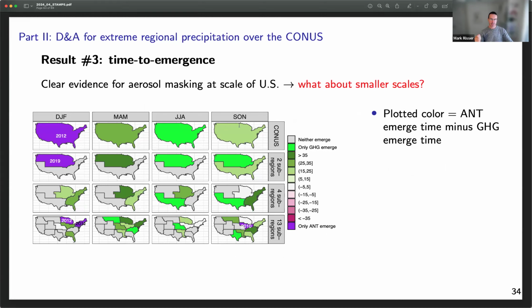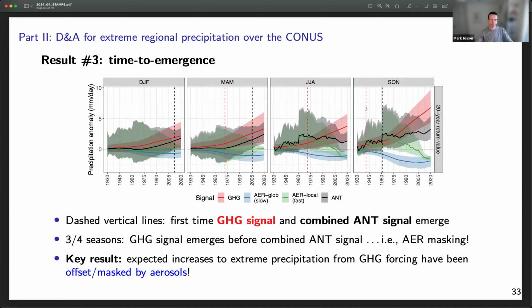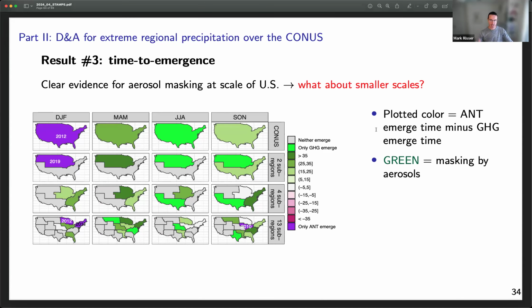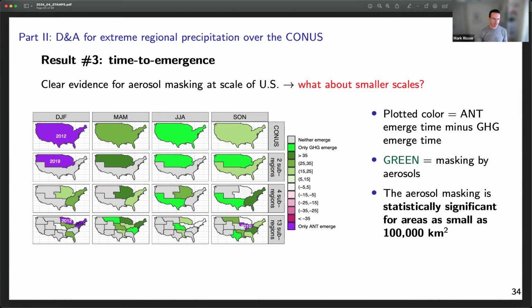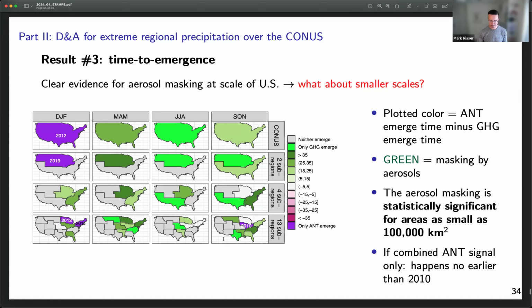The plotted color here represents the anthropogenic emergence time minus the greenhouse gas emergence time. So we take what year the black line signal emerges, and subtract off the year that the red line emerges. So that green is places where the greenhouse gas signal emerged before the combined anthropogenic signal. That means these are places where the greenhouse gas signal was masked or disguised by aerosols. We do still have greens here, a significant effect showing up at these smallest subregions, which are about 100,000 square kilometers.